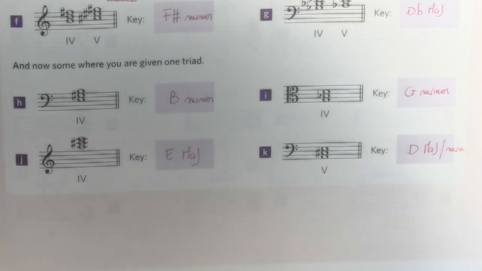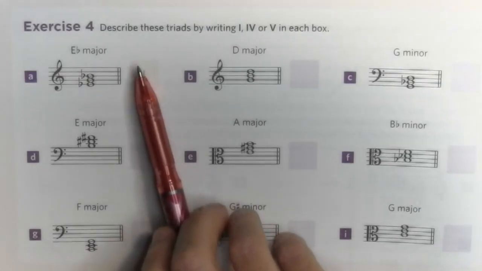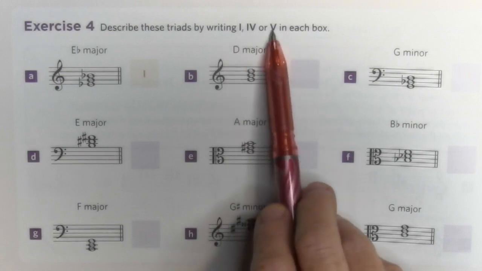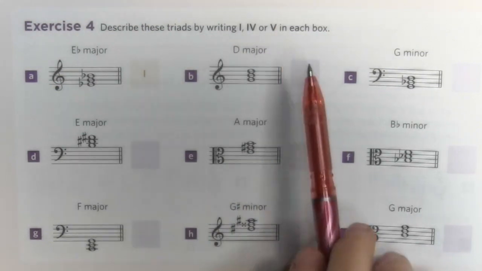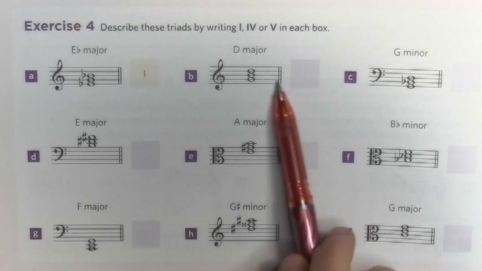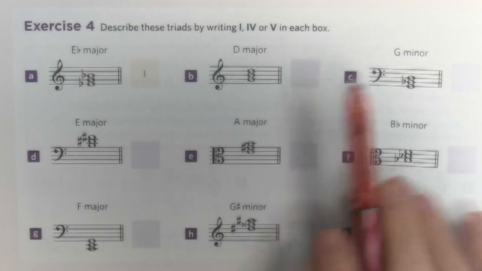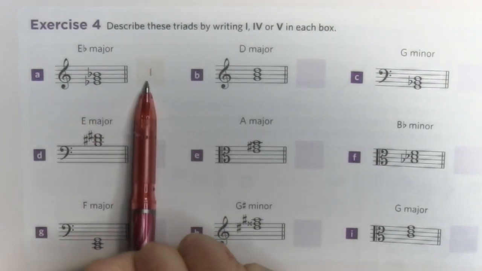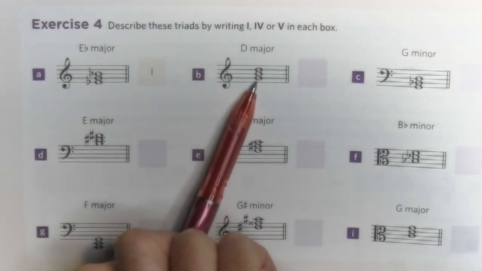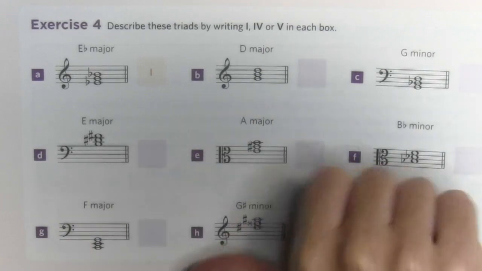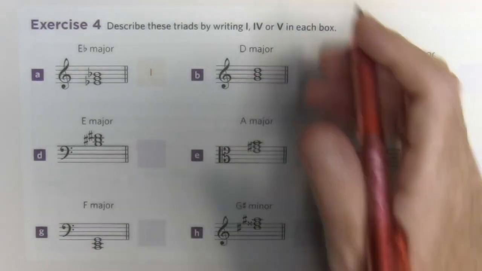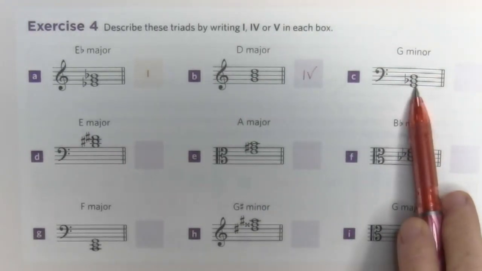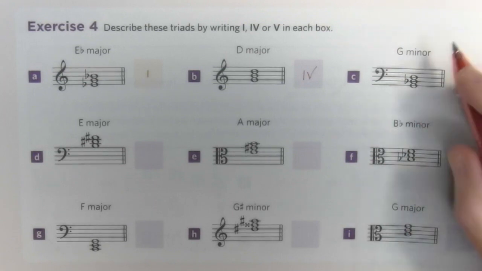All right, shall we do exercise 4? In exercise 4, we need to tell which of these 3 degrees is the degree on which the chord has been built. So, in E flat major, of course, this is the 1st degree. In D major, we need to count. Re, mi, fa, sol. That's the 4th degree, so 4. In G minor, this is G, so that's the 1st.